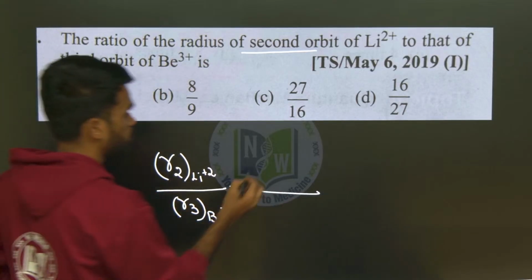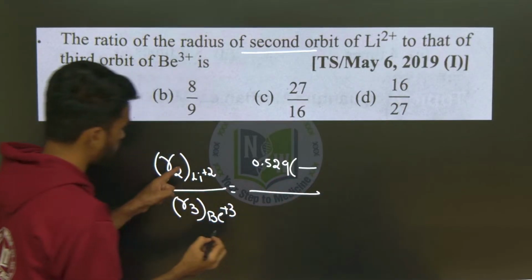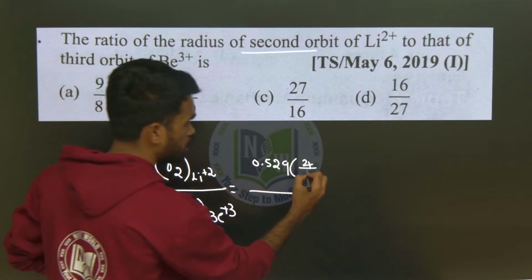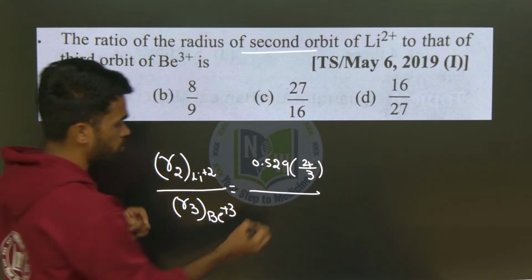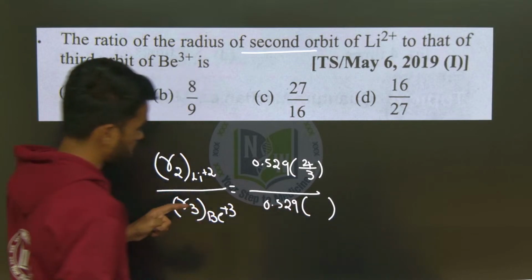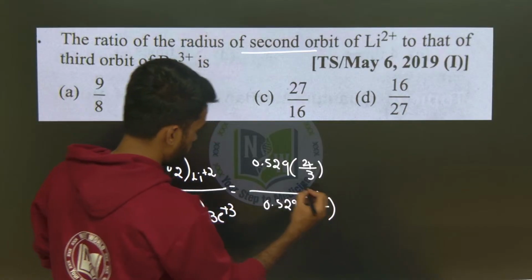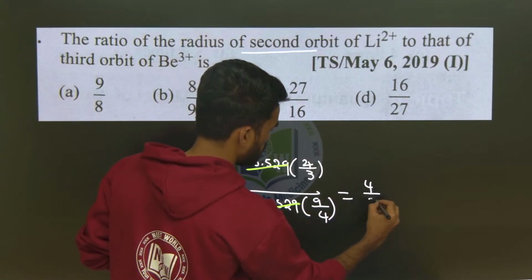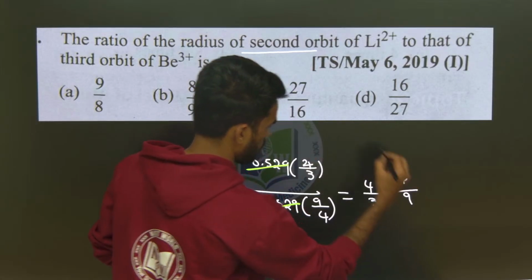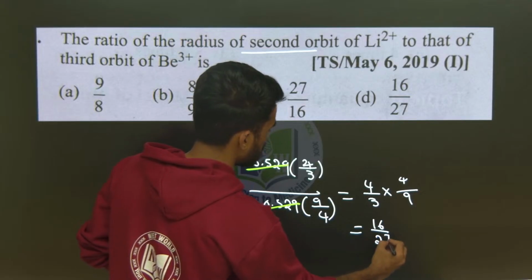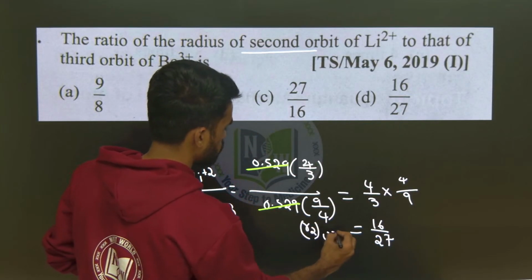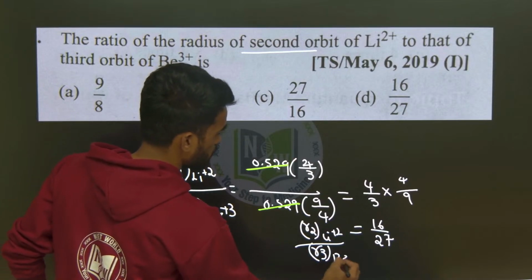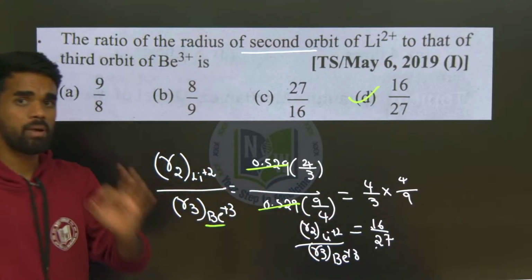What is the radius formula? 0.529 n square by Z. For lithium, n is 2, so 2 square is 4, and the atomic number of lithium is 3. Next, 0.529 with n equal to 3, so 3 square is 9, and the atomic number of beryllium is 4. So we get 4 by 3 into 4 by 9, that is 16 by 27, which equals R2 of lithium plus 2 by R3 of Be plus 3. Option D is the perfect answer here.